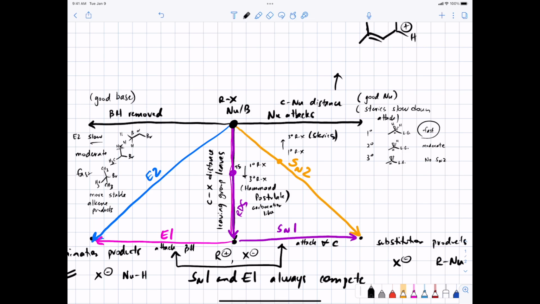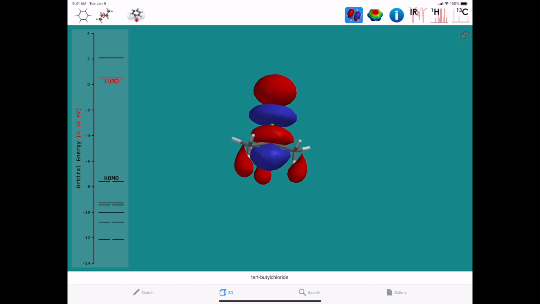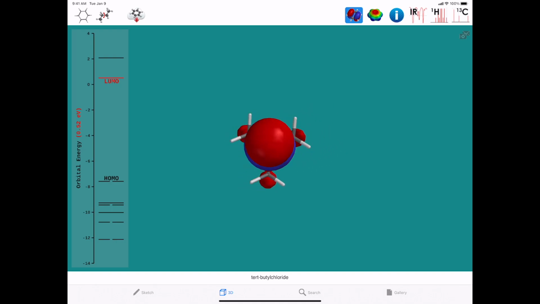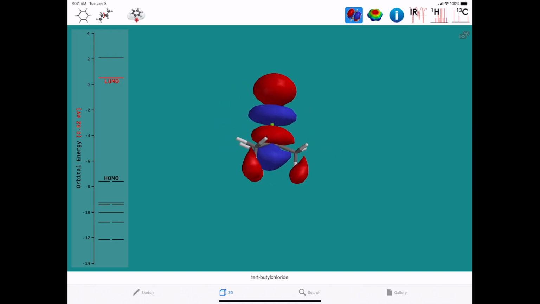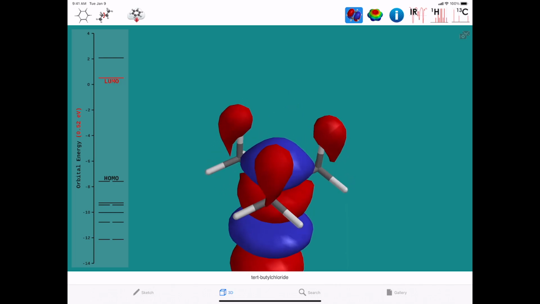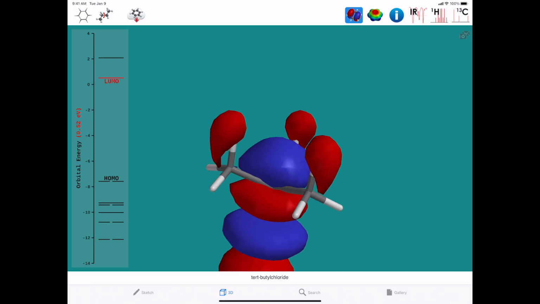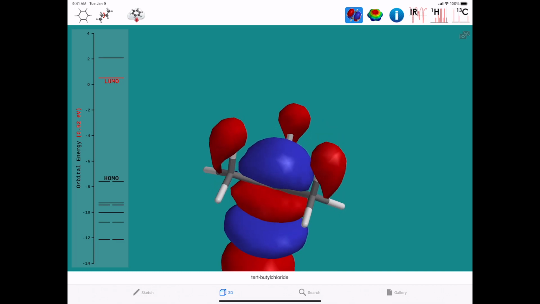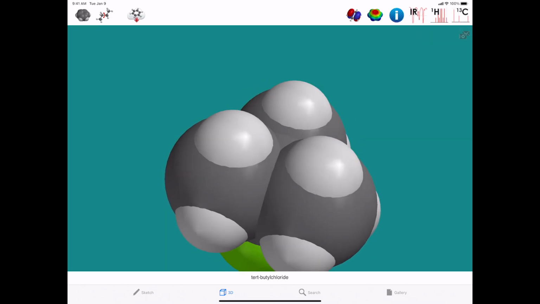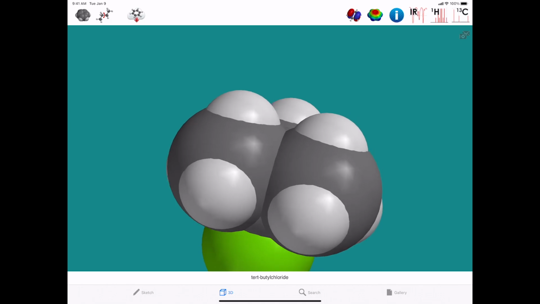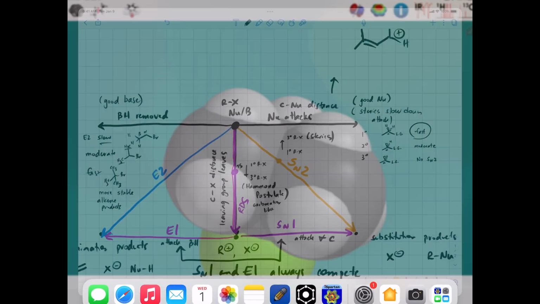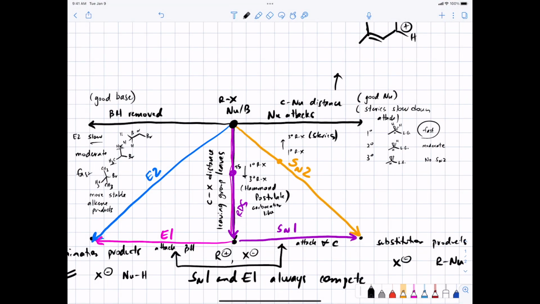We can illustrate that in Spartan. Here is a tertiary alkyl halide, and you can see where the sigma star is in relation to everything else. Some of the LUMO is on the beta protons, but if I show space filling, remember where the sigma star is. It's almost entirely blocked by those adjacent methyl groups. Yeah, so that's why the SN2 is not a good pathway for tertiary alkyl halides.